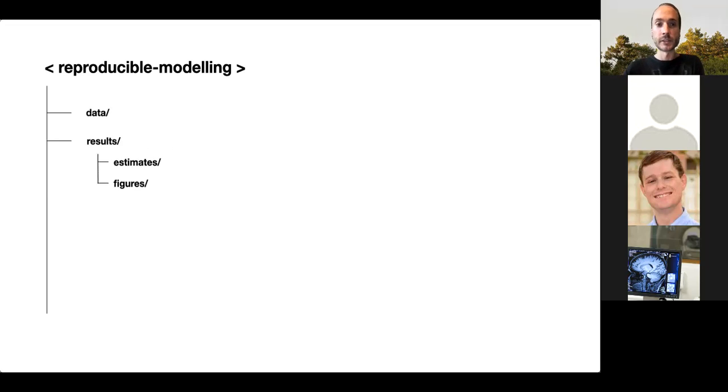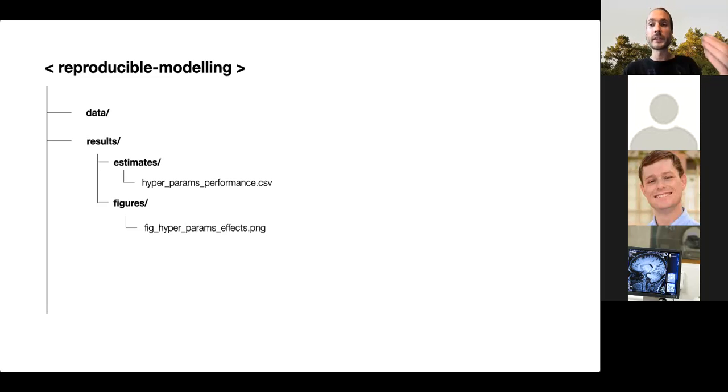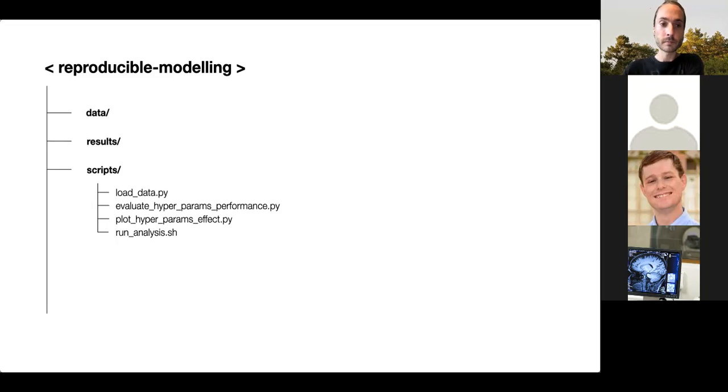Then you would have a folder for your results. In our case, our results folder has two subdirectories, because you can also have subdirectories in these directories. One for any estimates that we obtain from our analysis pipeline, and another, for example, for any figures. In our case, again, there would be one file in each of these subdirectories. One for the accuracies of the model resulting from each fitting run, and another for the figure that I just showed you before.